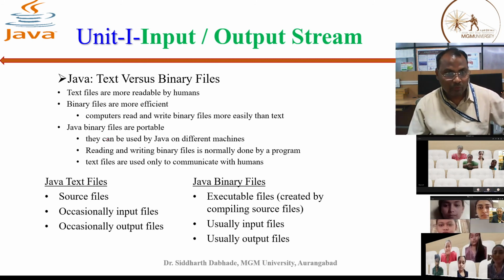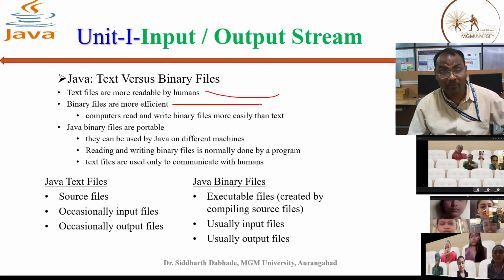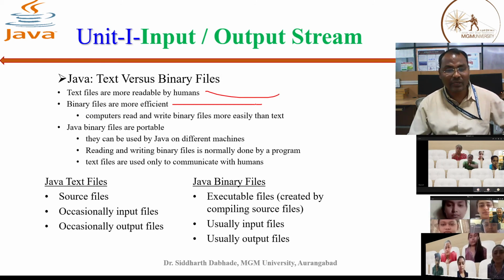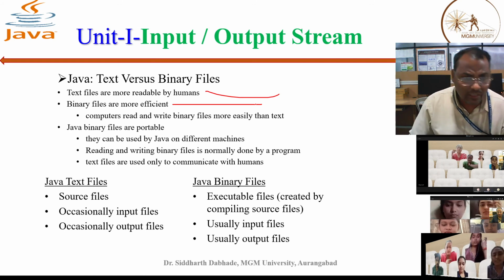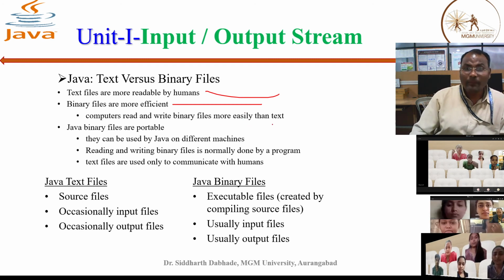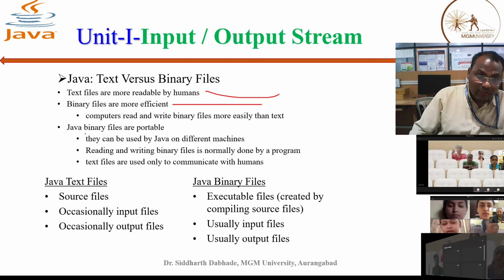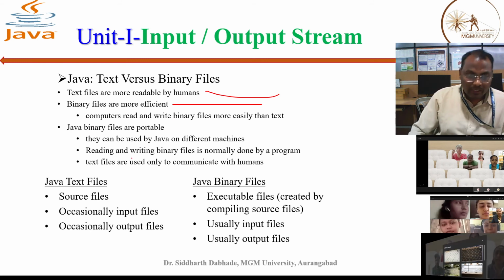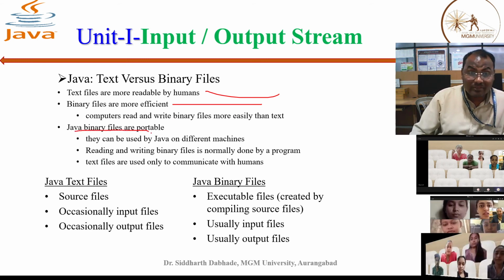Text files are more readable by humans. Binary files are more efficient. Text files are more readable, but binary files are more efficient. You can execute very fast if you have a binary file on the computer. The computer gives you a very fast result. The computer reads and writes binary files more easily than text files. Java binary files are portable.